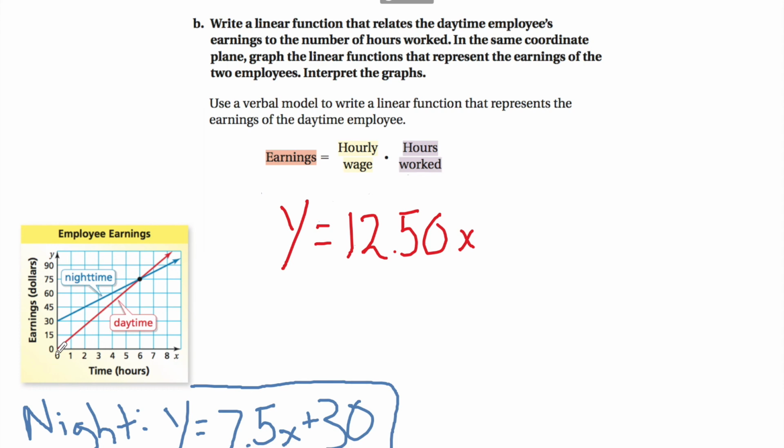So right here, where these two lines intersect, our system of equations, is where they make the same amount of money. So after working for 6 hours, they've both made the same amount of money. After working more than 6 hours, the daytime employee makes more. And before working 6 hours, so working 0 to 5 hours and 59 minutes, the nighttime employee earns more. Okay? But right here is where those two equations are equal.